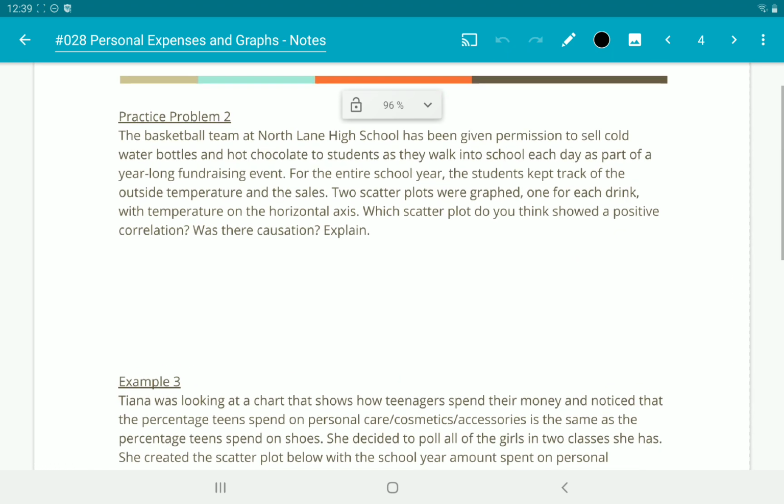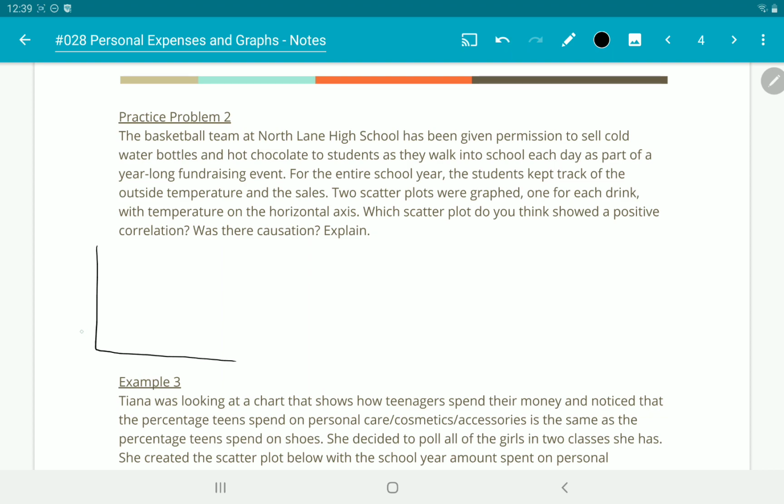Practice problem 2 says the basketball team at North Lane High School has been given permission to sell cold water bottles and hot chocolate to students as they walk into school each day as a part of a year-long fundraising event. So all year they're able to sell cold water bottles and hot chocolate. For the entire school year, the students keep track of the outside temperature along with the sales. 2 scatter plots were graphed, one for each drink, with temperature on the horizontal axis.